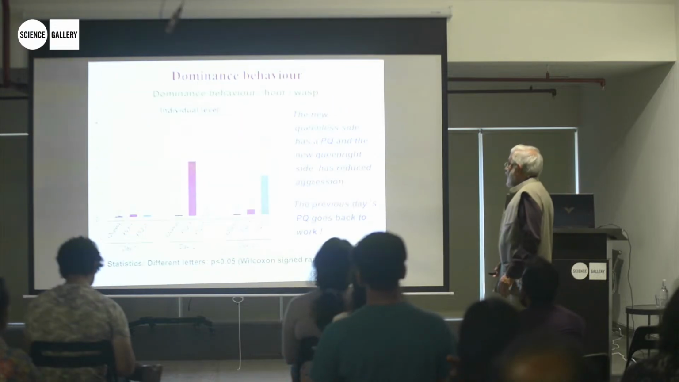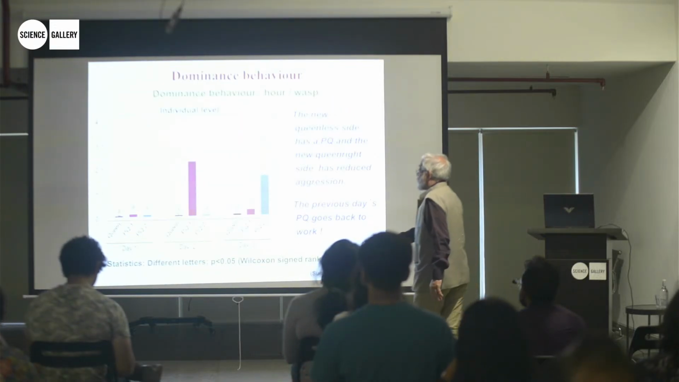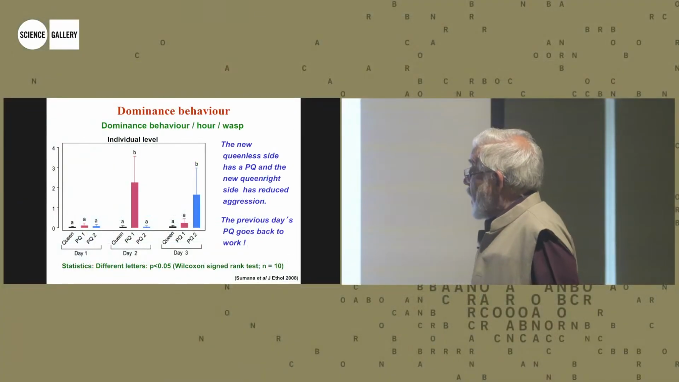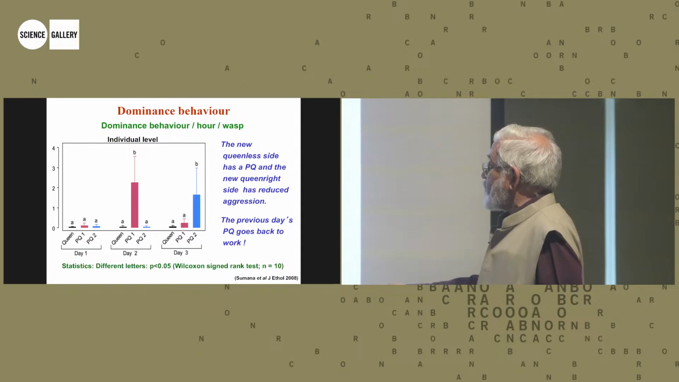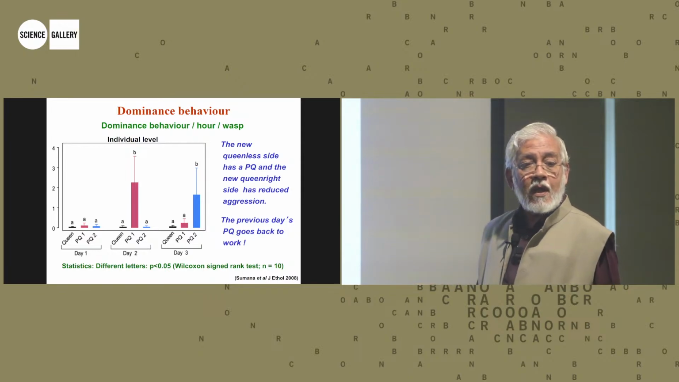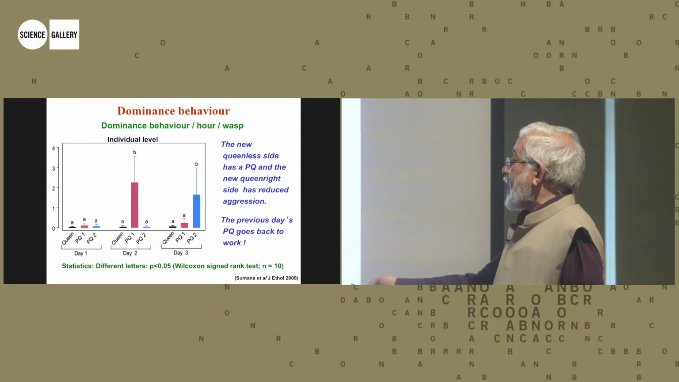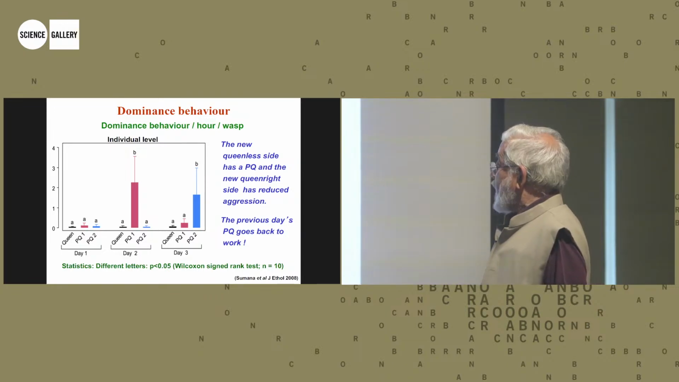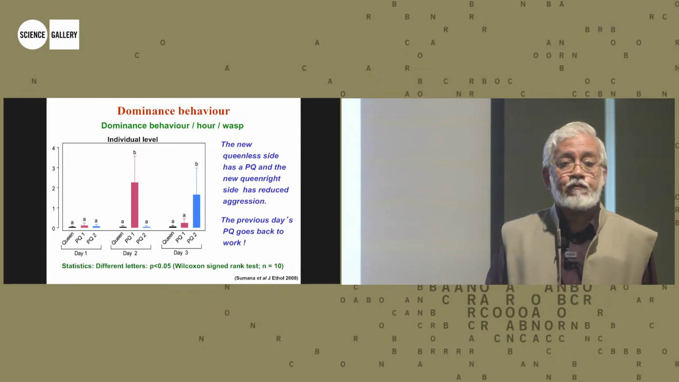We found that on day 1, nobody showed aggression because nobody shows aggression in the presence of the queen. Day 2, on the queenless side, one individual showed a huge amount of aggression. But when we moved the queen to her side, she went back to work. And another individual who was very quiet here suddenly became hyper aggressive.